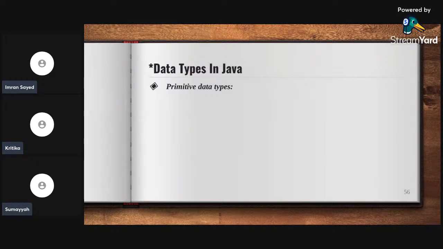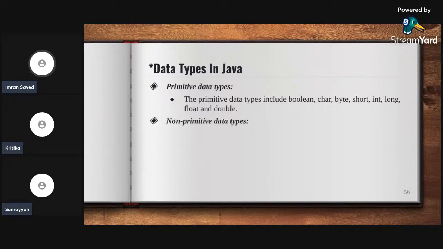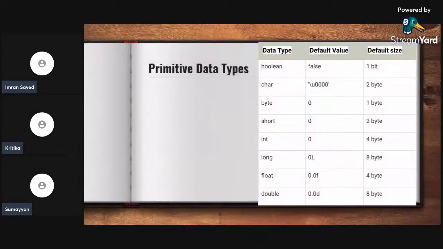Yes. Data types in Java, primitive data types. The primitive data types include Boolean, char, byte, short, int, long, float, and double. If you remember, in C programming we also had the same thing. So here also we have these data types. Non-primitive data types. The non-primitive data types include classes, interfaces, and arrays.